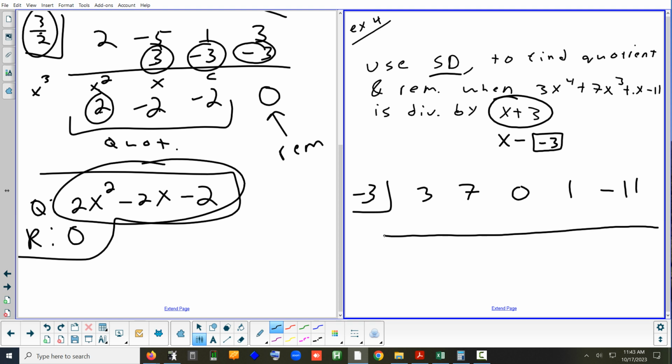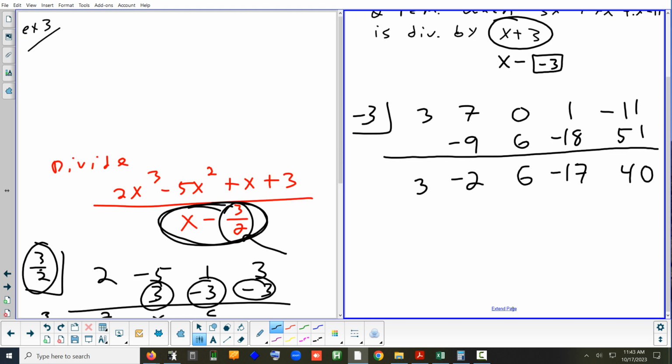Okay. What do we do with the 3? Down. Just bring it down. And then -3 times 3. -9. And what do we do with this column? Add it up. What's 7 plus -9? -2. What's -3 times -2? 6. Add it up. 6. What's 6 times -3? -18. Okay, add it up. -17. Now we have -17 times -3. Just positive 51. And then add it up. 40.